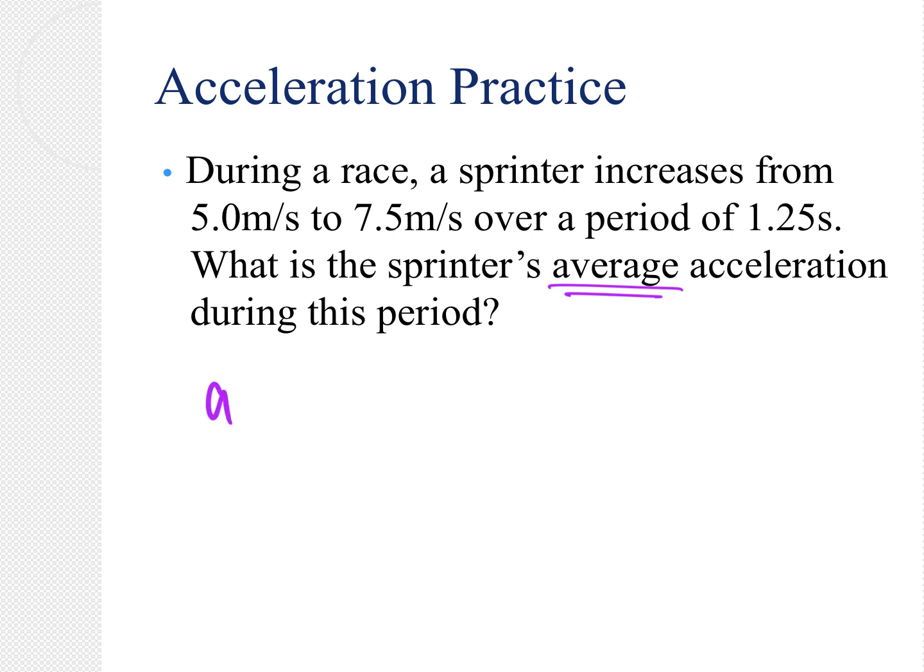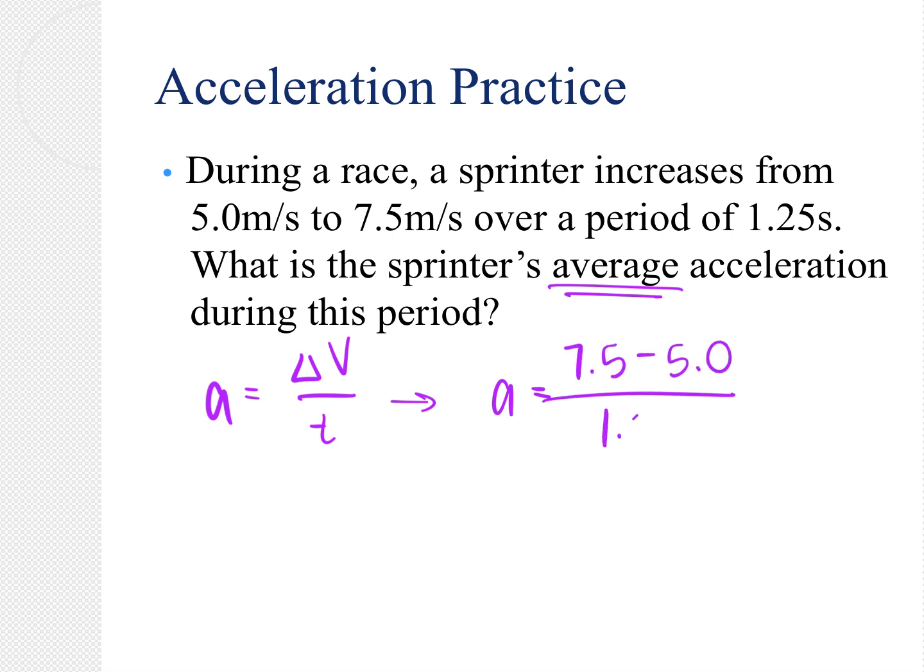All right, acceleration is equal to change in velocity over time. So am I going to go 5 minus 7.5? No, I need to do it the other way around. 7.5 minus 5.0 over 1.25. Right, and that gives me an acceleration of what? 2.0 meters per second squared.